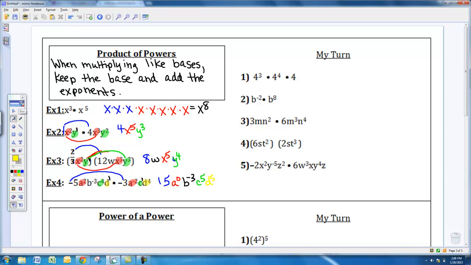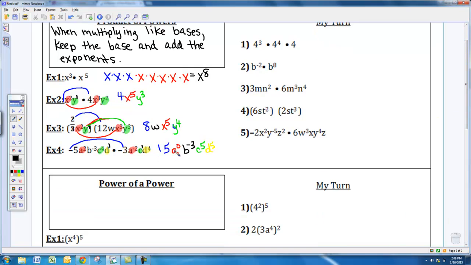Now, do you see anything that can be simplified here using our rules that we learned in our last video? Well, I see a 0 exponent, so we know that A to the 0 is equal to 1. So this will become 15 times 1 times B to the -3, C to the fifth, D to the fifth. Anything else that can be simplified? 15 times 1 is 15.